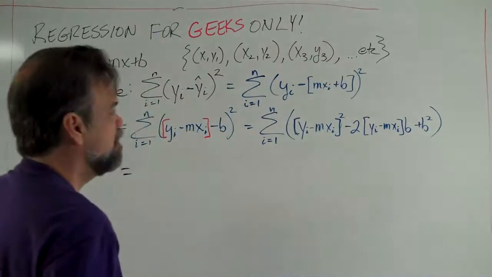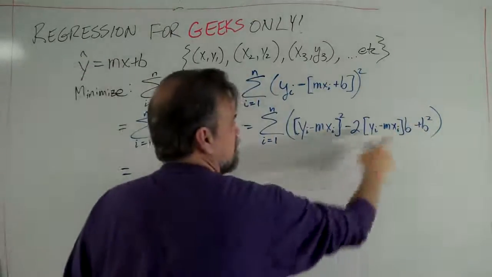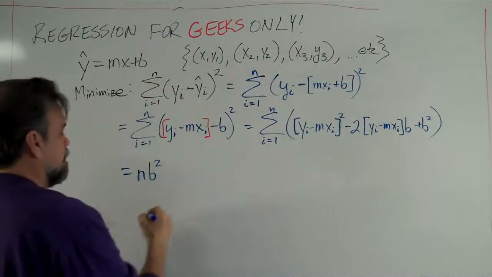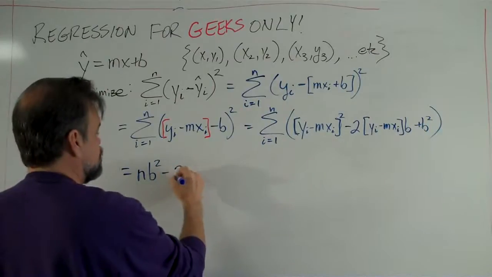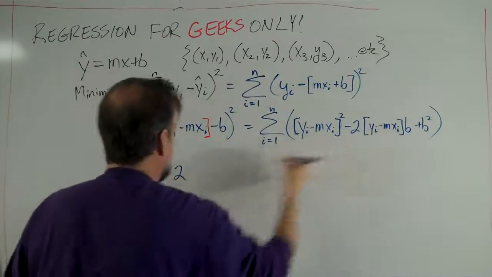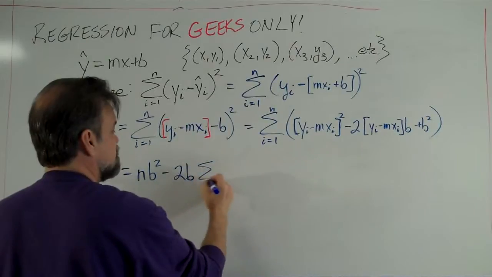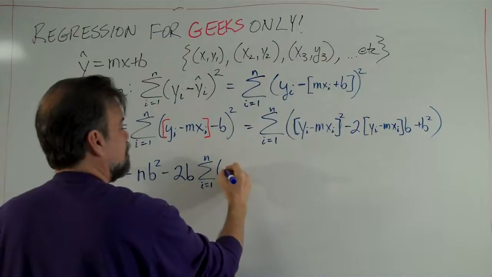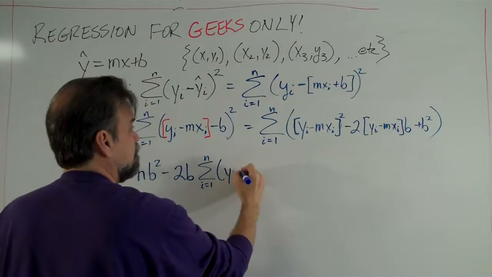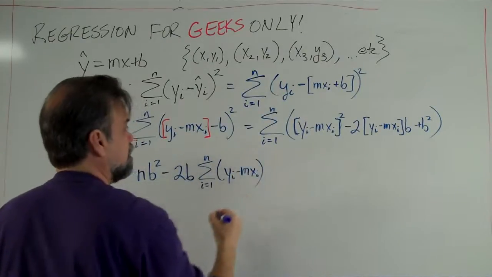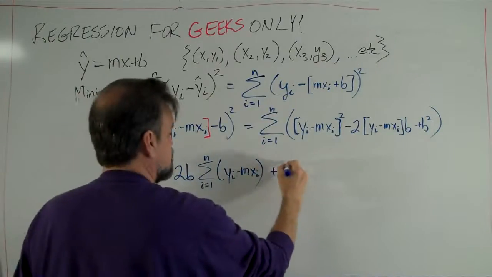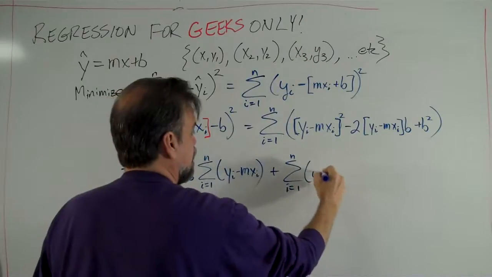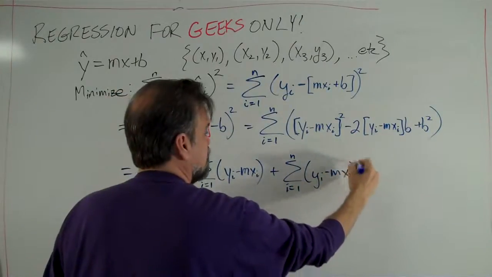Okay? So let me rewrite this, and actually I'm also going to reorder the terms. Let me put this one first. So this is n times b squared minus 2 times b times the sum, as i goes from 1 to n, of yi minus m xi, plus the sum, as i goes from 1 to n, of (yi minus m xi) squared.